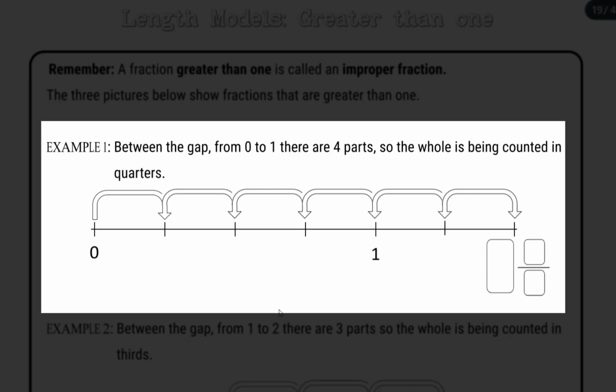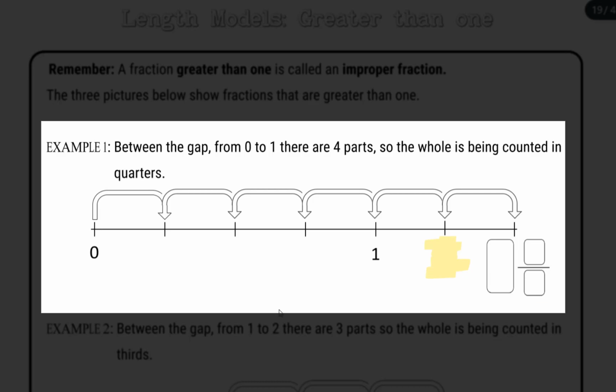Do you know where improper fractions fit on this number line? Well, it fits after 1 because improper fractions are fractions greater than 1. So this here is an improper fraction, and this one across here is also an improper fraction because it's greater than 1. So what fractions fit in that line?